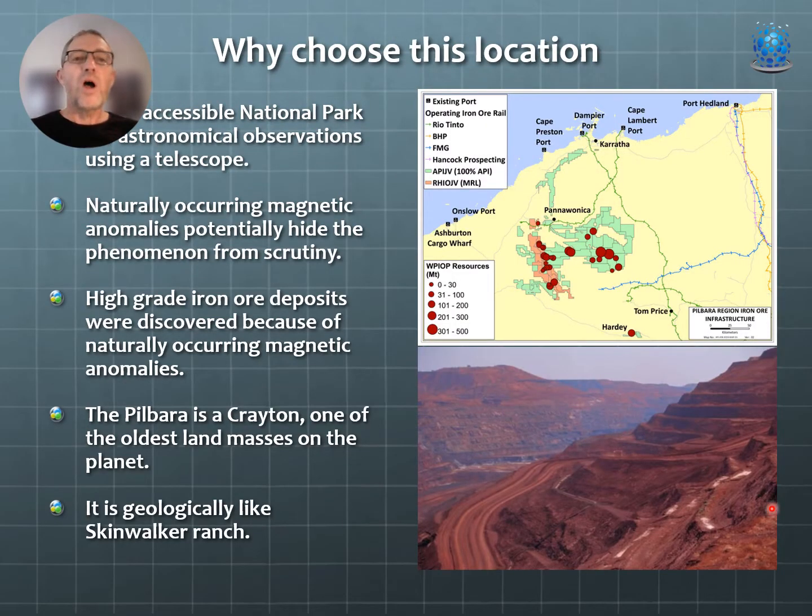A little bit more on why I chose this location, not just because of the convenience of the fact that I was working there at the time, but it's in Karijini National Park. It's easily accessible for astronomical observations using a telescope. It's a desert region, dark sky or night sky, pitch black. Even some of the mines like Tom Price are still a considerable distance away in terms of the absence of light pollution.